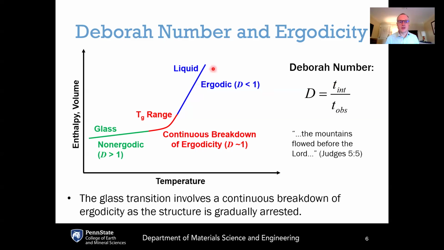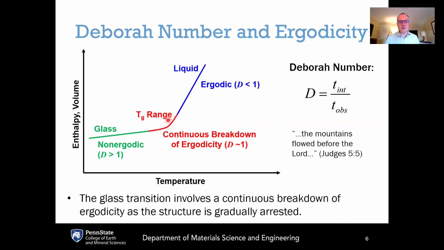Now, what happens as we cool the liquid and get into the supercooled liquid state is that the kinetics become exponentially longer. So the viscosity of the system is increasing by orders of magnitude, and eventually the time scale of the relaxation process becomes of the same order as our observation time. So if we define an observation time as being, say, 1 hour, and the internal relaxation time is also 1 hour, then the Deborah number would be equal to 1. And when that happens, we get this breakdown of ergodicity because our time scale is starting to become longer than the time scale that we have to observe it.